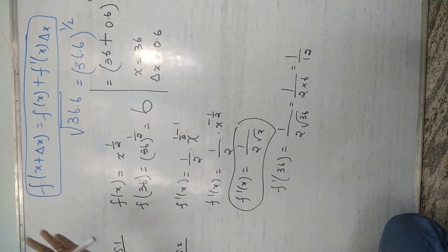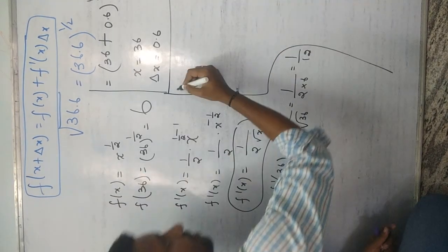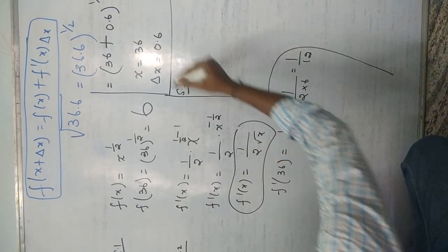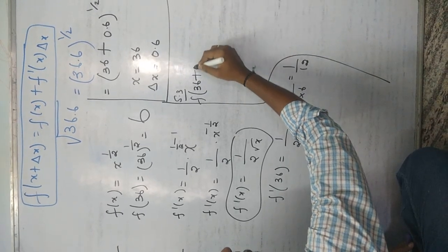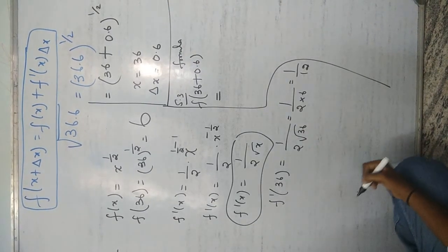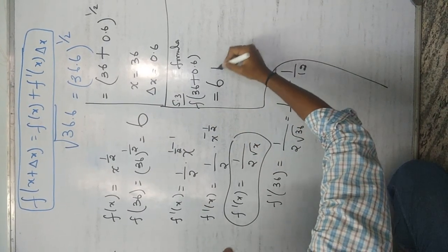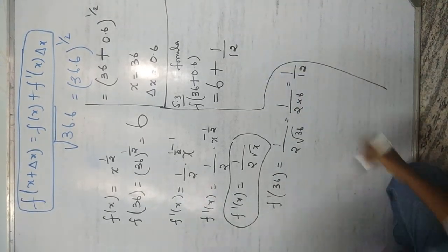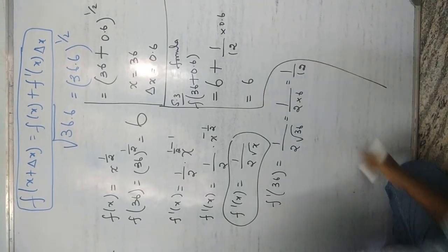Next, substitute directly into the formula. Step number 3, substitute into the formula. So f of x plus delta x, that is 36 plus 0.6, is equal to the formula: f of x. What is the f of x value? f of x value is 6, plus f dash of x value 1 upon 12, times delta x value 0.6.